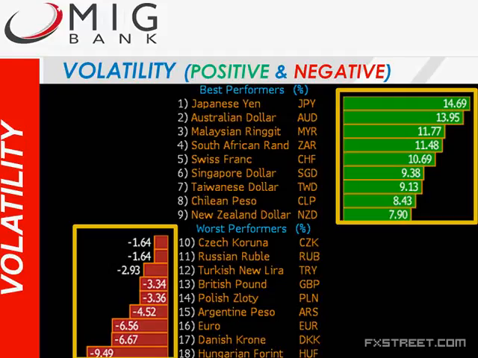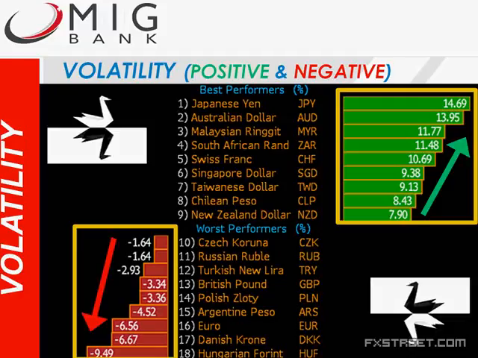Japanese yen, we've had positive volatility of 14.6%. Now, of course, the Japanese yen's increased volatility on the upside is showing you the Japanese yen reaching those record highs, which the Bank of Japan and Ministry of Finance are really trying to fight hard because it's starting to impact the competitive export-led economy of Japan.